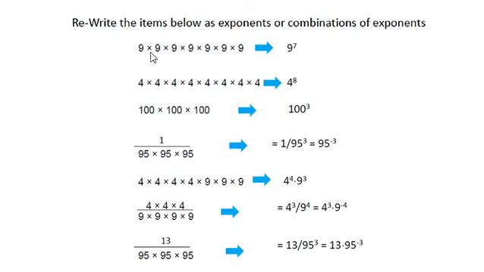Now we have 1, 2, 3, 4, 5, 6, 7, 9. So your base is 9 and your exponent is 7. Your base is 4, your exponent is 8 times, right? Your base is 100, your exponent is 3. 1 by, so therefore it's a negative exponent. Your base is 95, 3 times, so negative 3. You have 4, your base is 4, and thus 4 times. And you have 9, your base is 9, and thus 3 times.